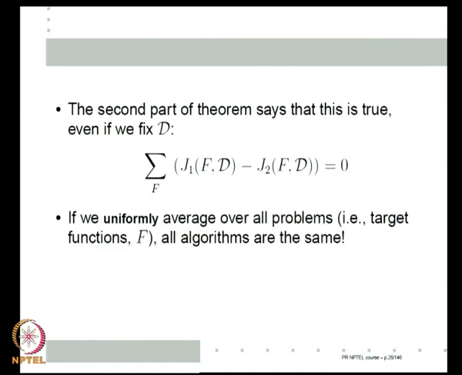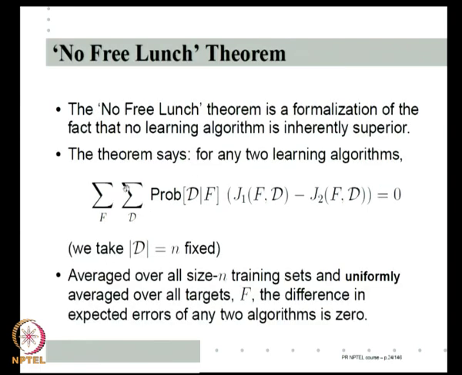So, if we uniformly average over all problems, all algorithms are same. No one algorithm is any better than other, right? That is what it means, because this is the expected error of algorithm 1, this is the expected error of algorithm 2. You take the difference and uniformly sum it over all f, whether you either fix the training data set or weigh with respect to the training data set like here.